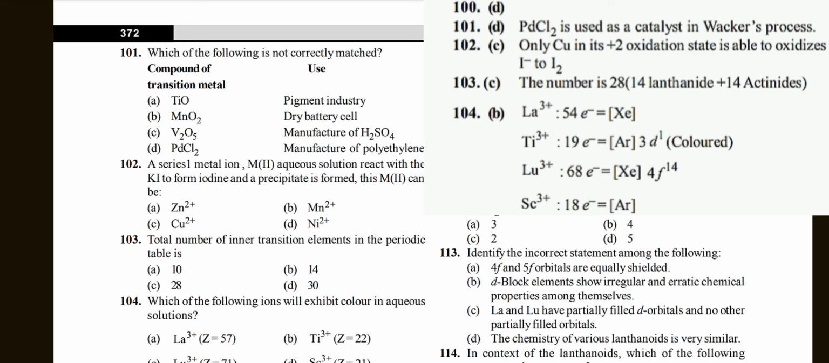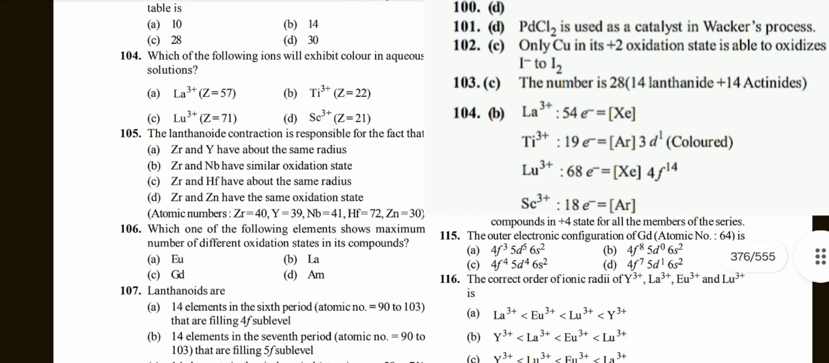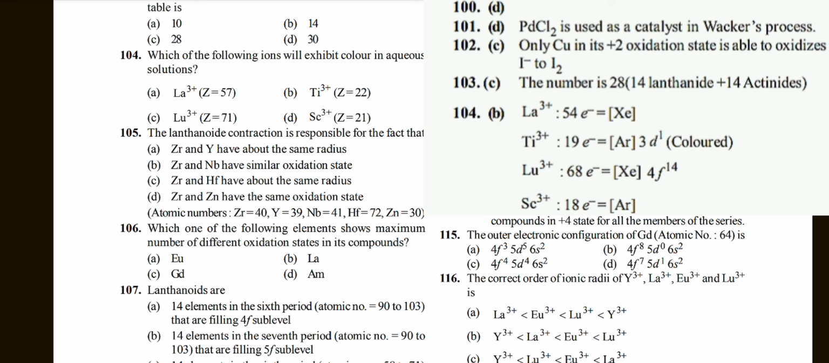The total number of inner transition elements in the periodic table is 28, 14 lanthanide and 14 actinide. Which of the following ions will exhibit color in aqueous solution? La3+ has 0 unpaired electrons, so no. Ti3+ has 1 unpaired electron, so it will be colored. So option B will be the answer. All the others have 0 unpaired electrons, so they will not exhibit color.